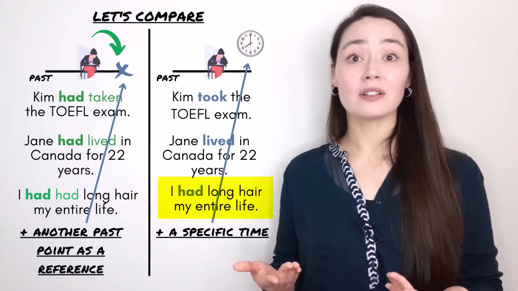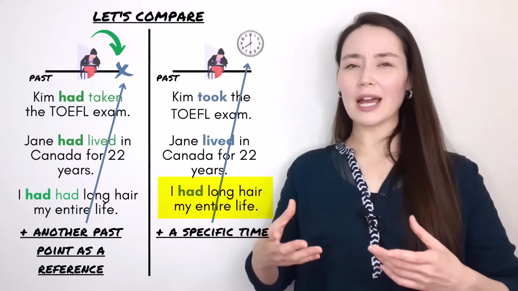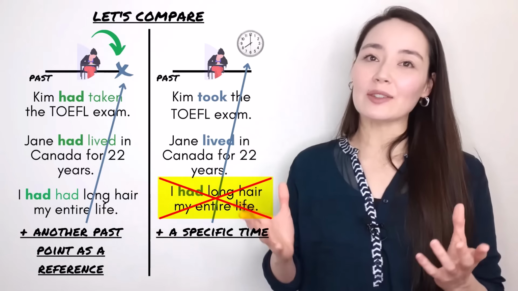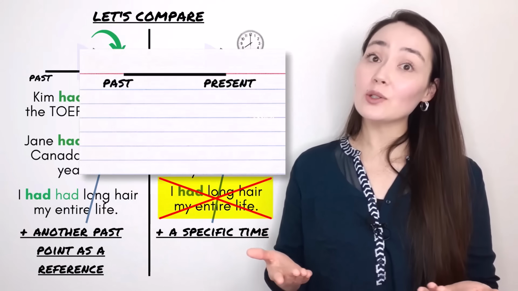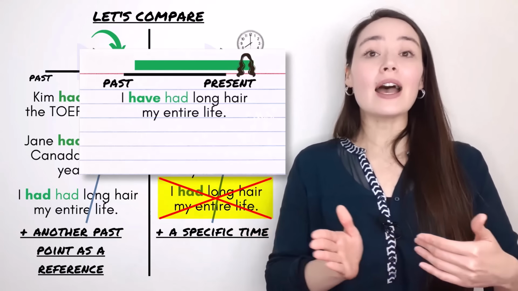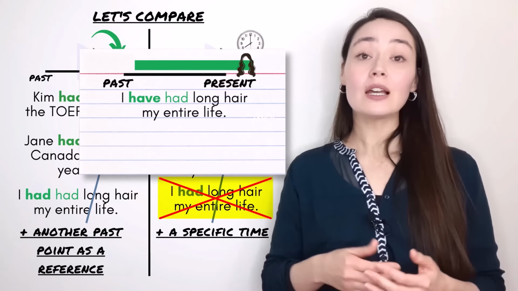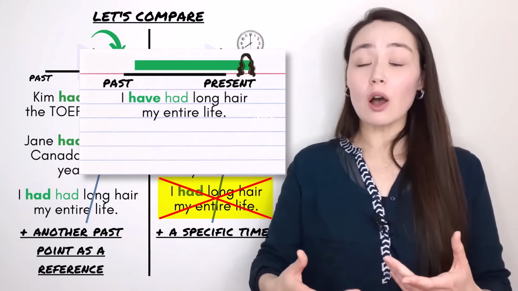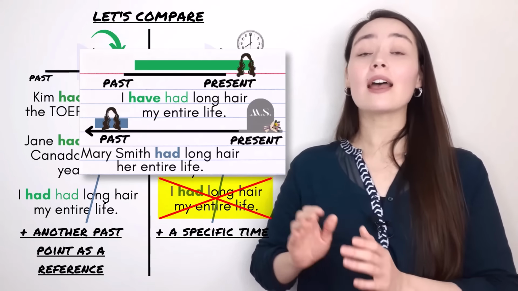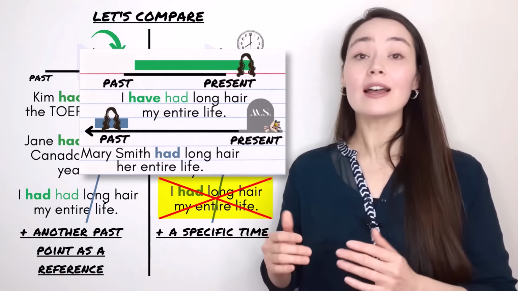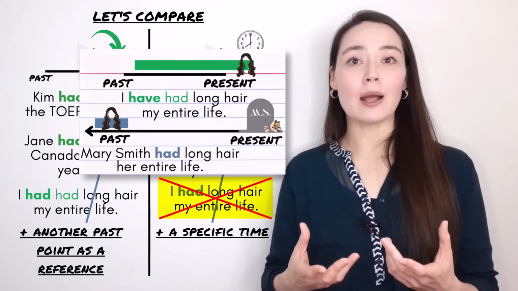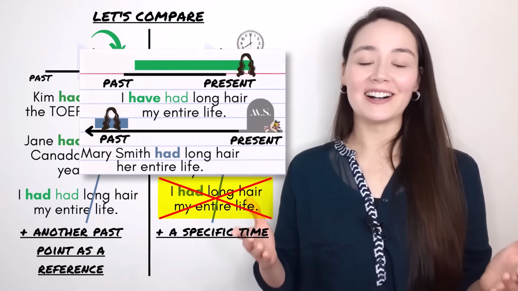Am I still alive? Yes. Would I use past simple? No. In this case here, you do need to look at the situation. What tense would I use to describe a past to present connection? Present perfect. I've had long hair my entire life. I could talk about someone else, someone who is no longer alive. Mary Smith had long hair her entire life. That works. So whenever you use a tense, you can't only look at the grammar, you also need to look at the logic of the situation.